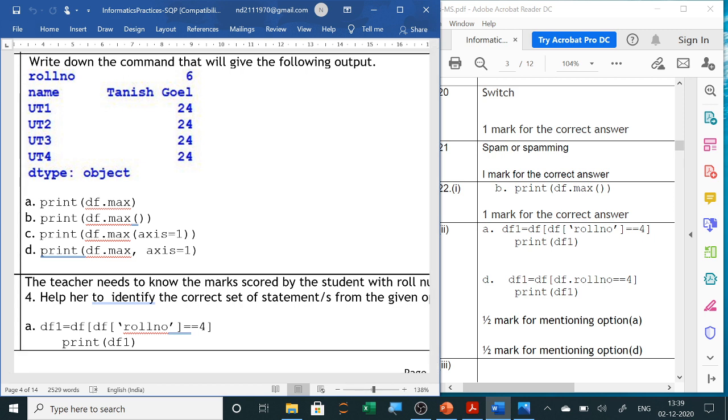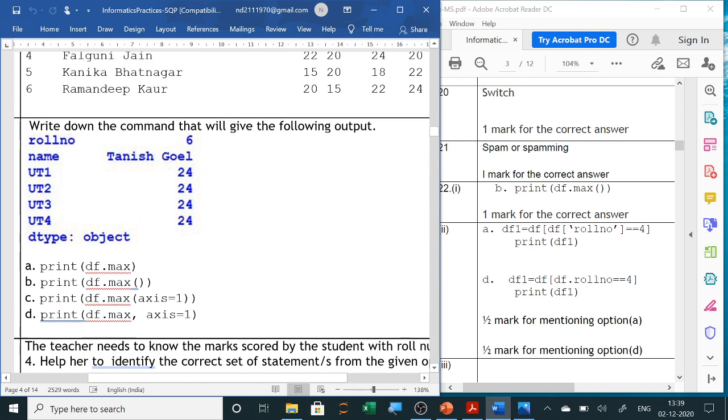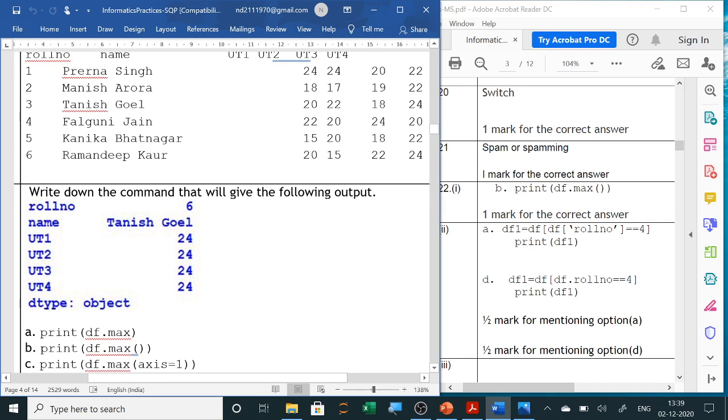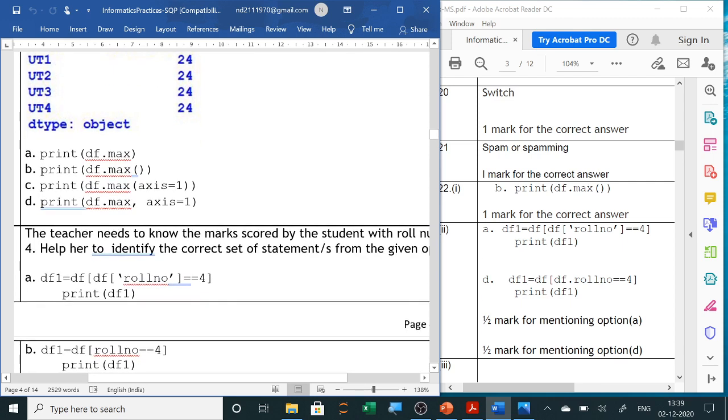All the column names are given here and you can see 6, T, 24. So from this table all the maximum values are asked. 6 is the maximum roll number. T is the last name; if you arrange it alphabetically, T will be the last one. So here you have to use the max function. The options are also given here. Now how to write the max function? The second option is correct. So B option is correct.